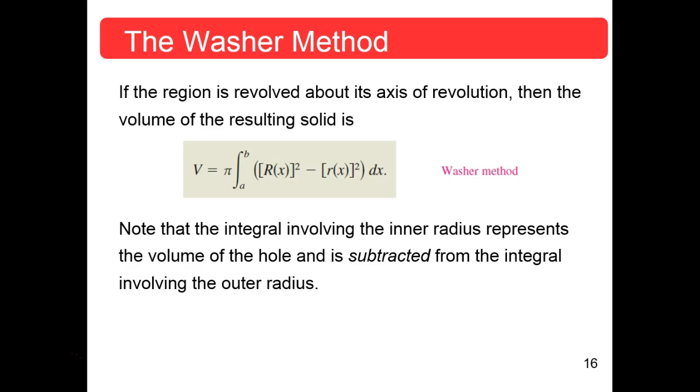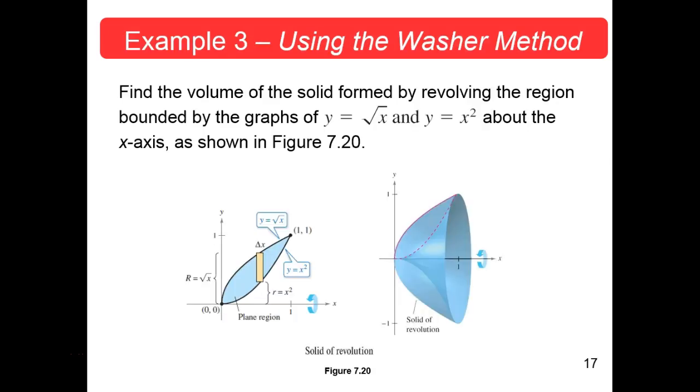Here was your pi, there was your dx. Okay? That's why they did them this way. Hold the pi on the outside, the dx is on the inside. Note that the integral involving the inner radius represents the volume of the hole that is subtracted from the integral involving the outer radius, which was your original disk before you subtracted the hole. So that's exactly what we have here.